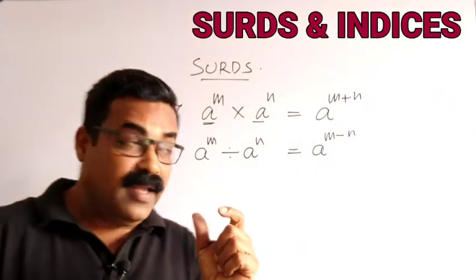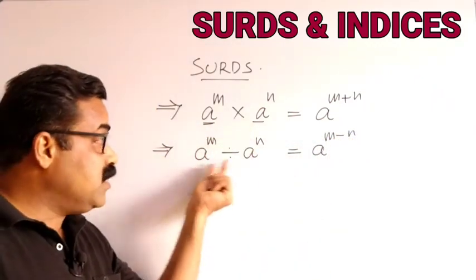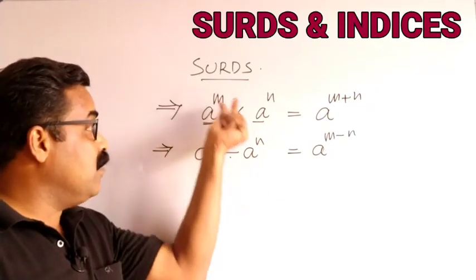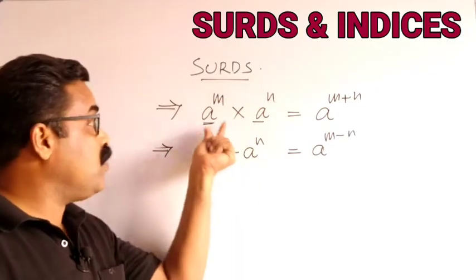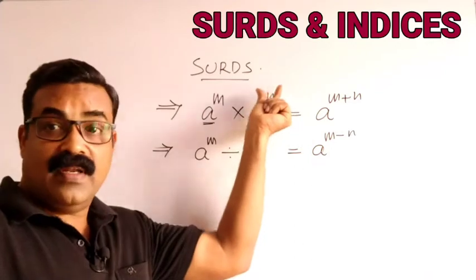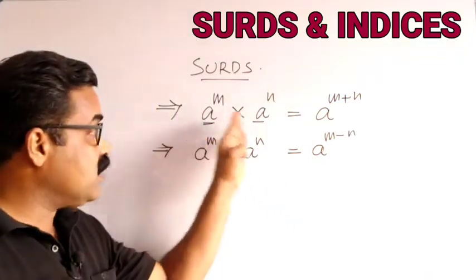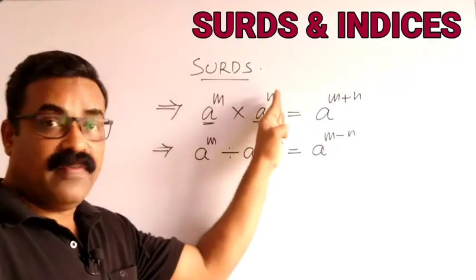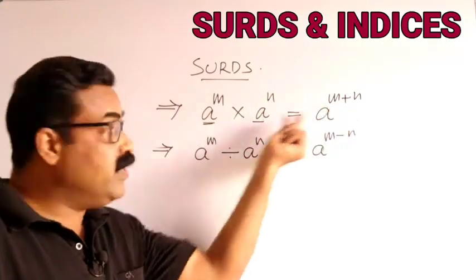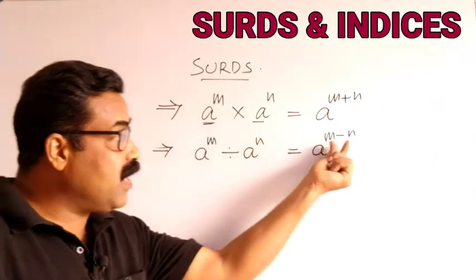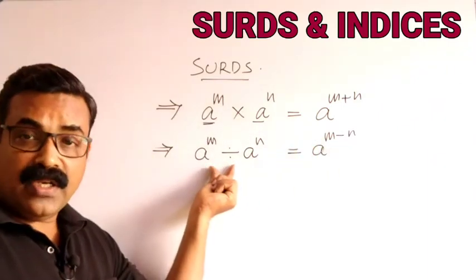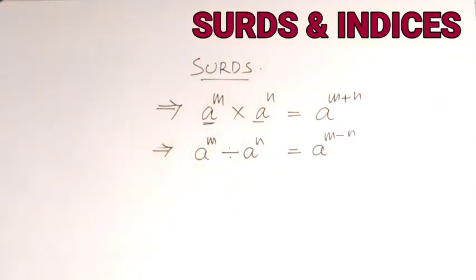Understand very clearly, in both cases the base is the same. For example, 2 power 3 into 2 power 7. The 2 will not change, the base will not change. So having the same base and different powers, you add the powers when there is a multiplication and you subtract them when there is a division. Very important.